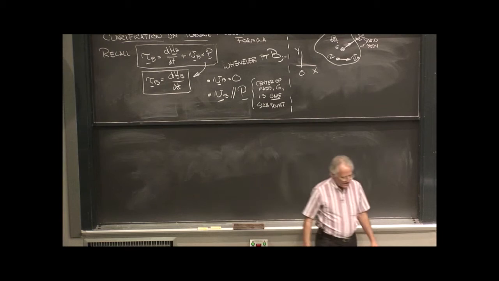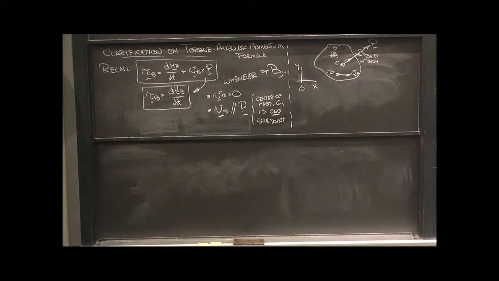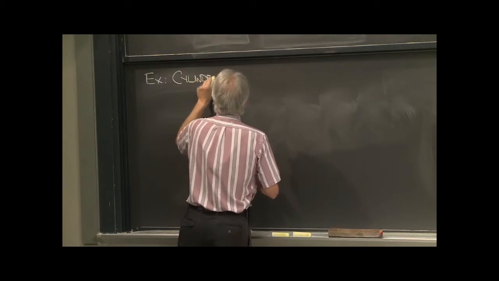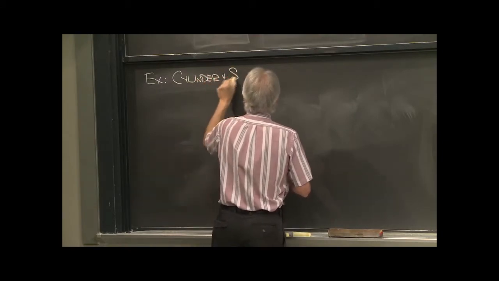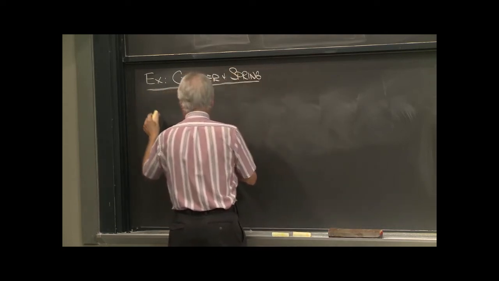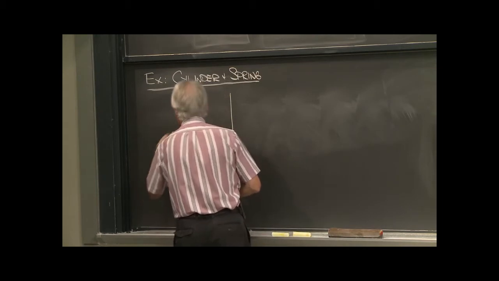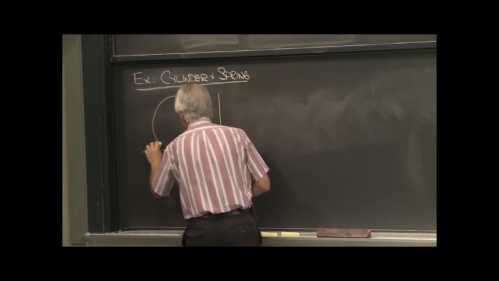Now, at the end of last lecture, I moved through this very quickly. This is the example of the cylinder with the spring. What I'd like to do is go through this a little more carefully this time and make a point or two that I think is relevant to this very discussion.